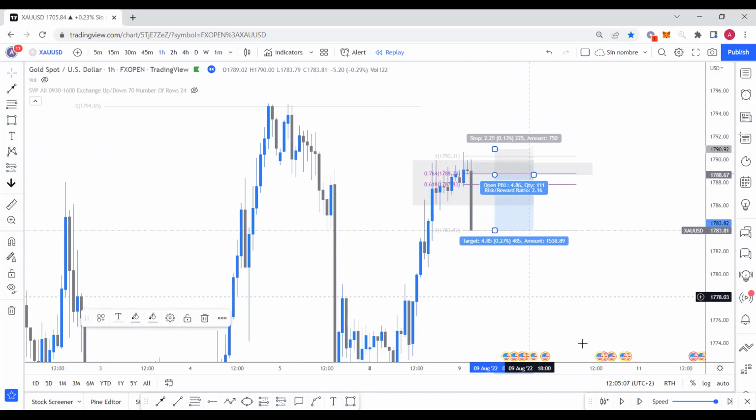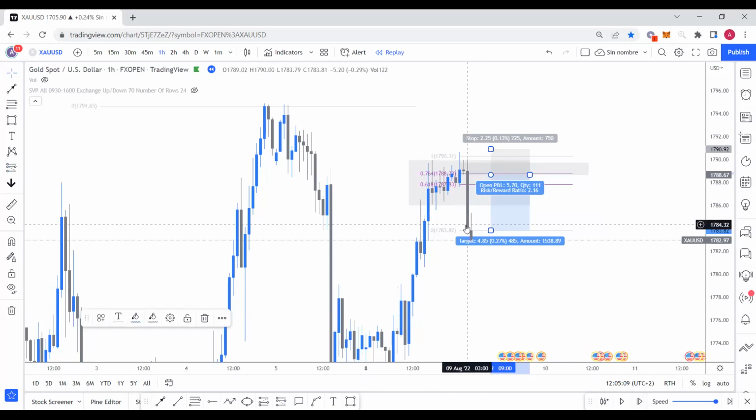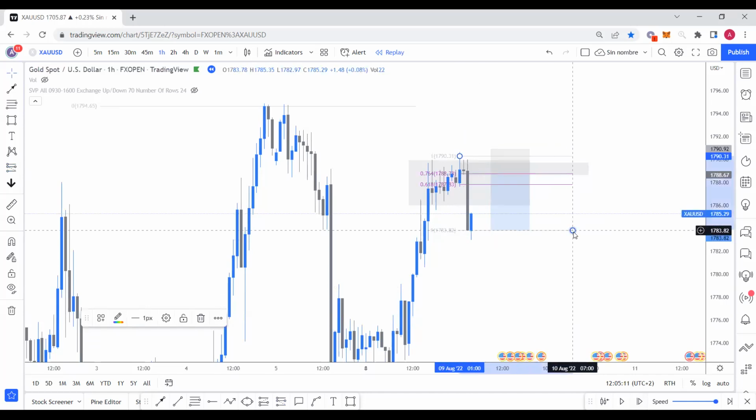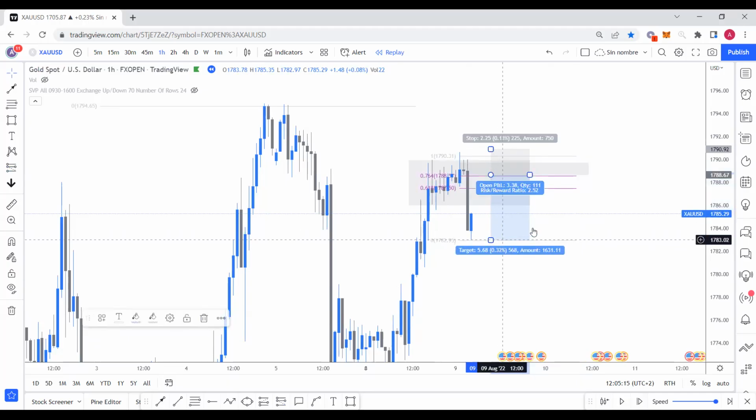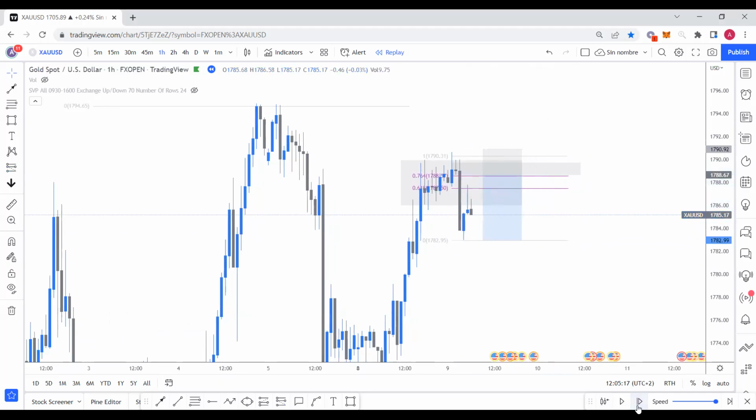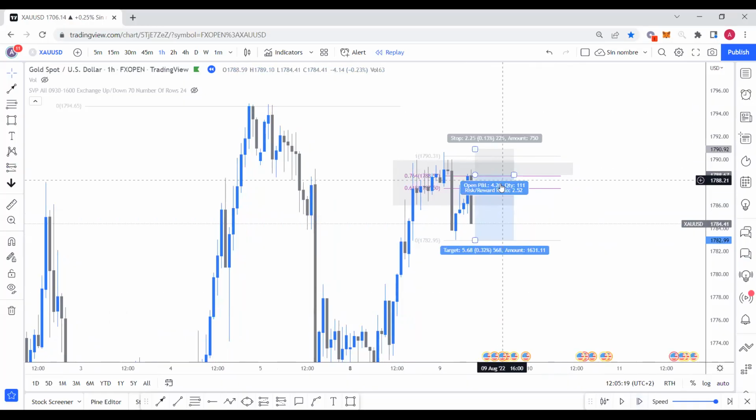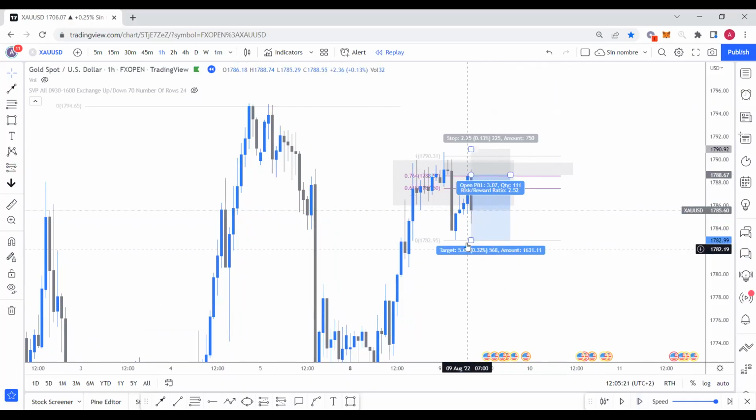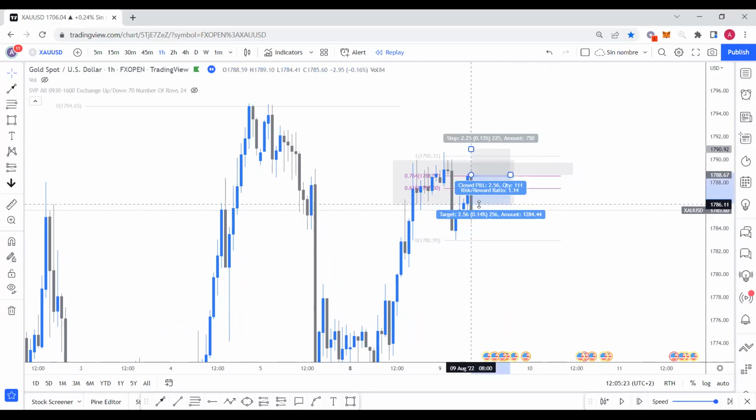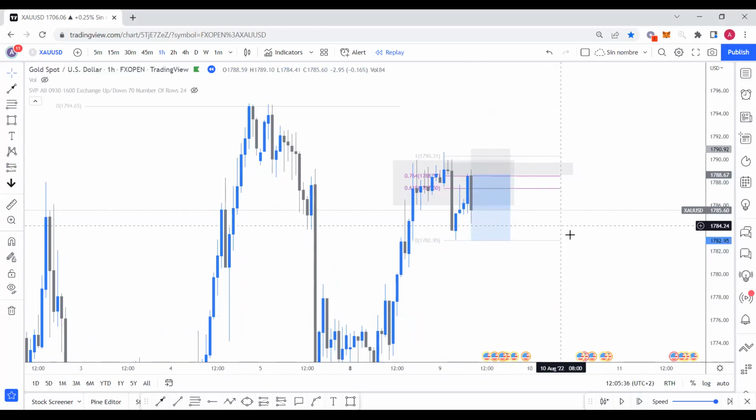You would target the low. So hold on. This would be the main target. And again, price fills the imbalance right there. Remember, we are taking profits at 1-to-1 risk to reward, which is there. We are taking profits at 1-to-2 risk to reward, which is there exactly. And the last take profit is at 1-to-3.